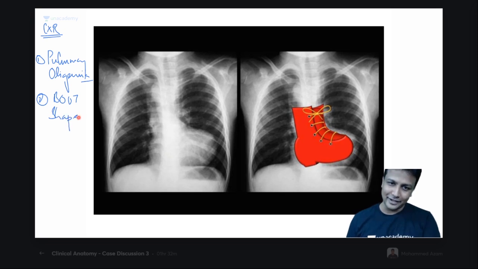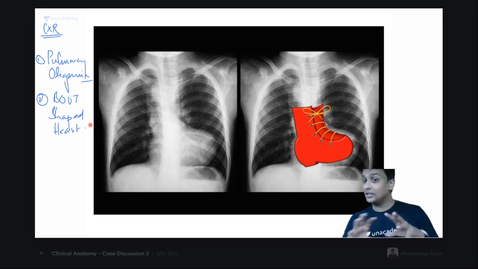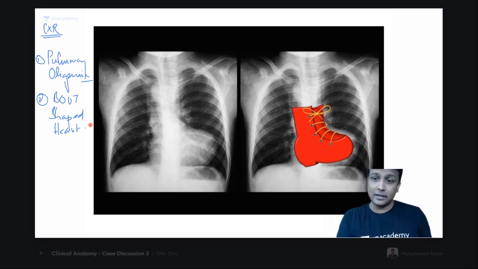Your hot favorite point, but nowadays I don't believe that they'll be asking this question in the exams, because they're asking all clinical questions. So be ready with all that clinical explanation. Pulmonary oligemia, failure to thrive, and then the right to left shunting, those kinds of terms they'll be giving in the exam in that entire clinical case. But I don't believe they'll be giving boot-shaped heart and all. That was all like our previous days.